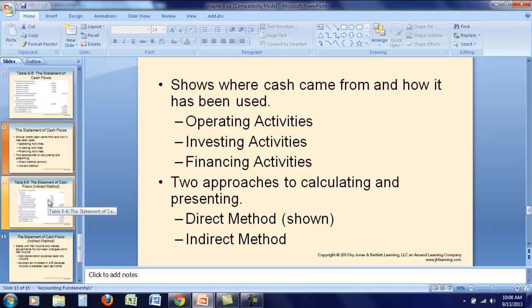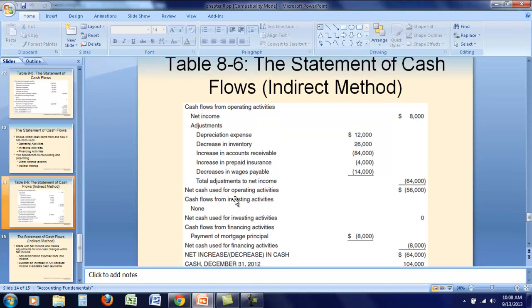It shows net income as the top line. To me, that's my profit. So I have a profit of 8,000, and then here are the other items I need to look at. From here, it shows net cash used for operating activities of 56,000. So operating wise, although I made a profit, cash wise, I used some of my cash. At the end of the period, I decreased, using $64,000 of my starting cash.